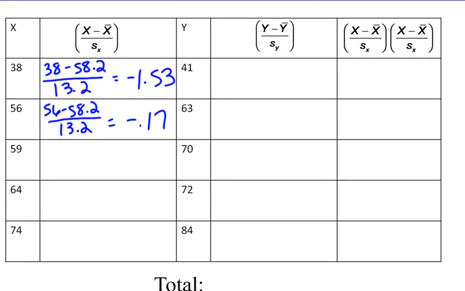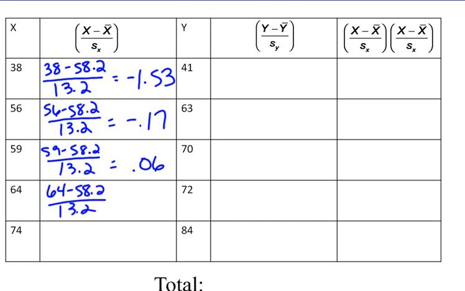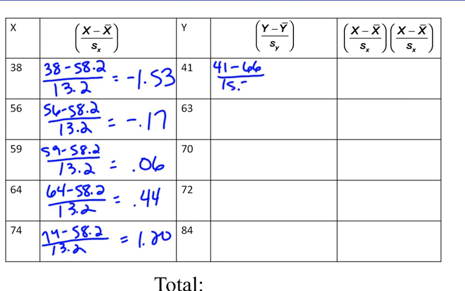Let me move this down so I can keep going. 59 minus 58.2 divided by 13.2 is 0.06. 64 minus 58.2 divided by 13.2 is 0.44. 74 minus 58.2 divided by 13.2 equals 1.20. I'd like you guys to do the y's, please. When you do the y's, I'll start you out: 41 minus 66 divided by 15.89, because that's what we found for those. So go ahead and do all that.